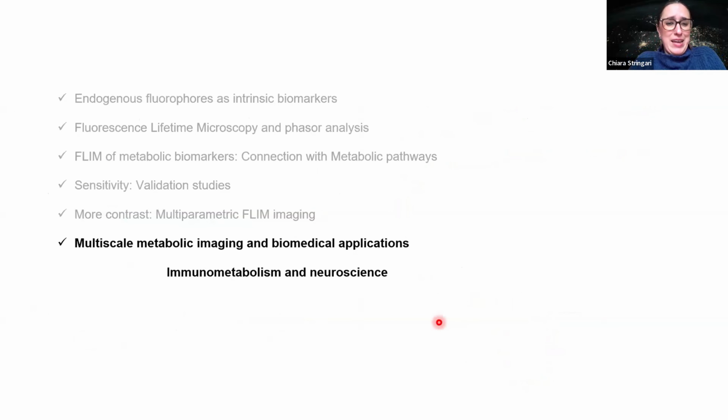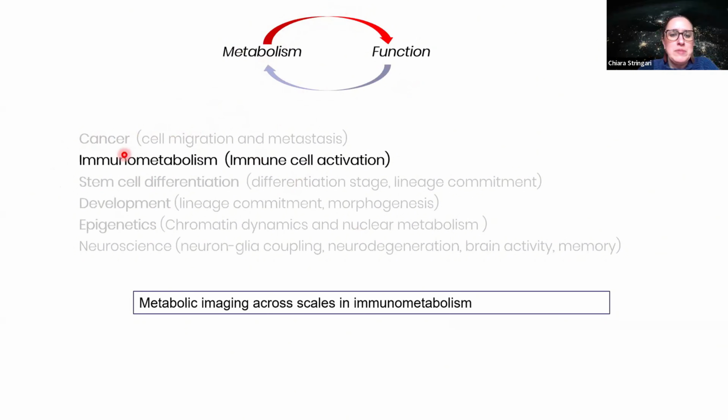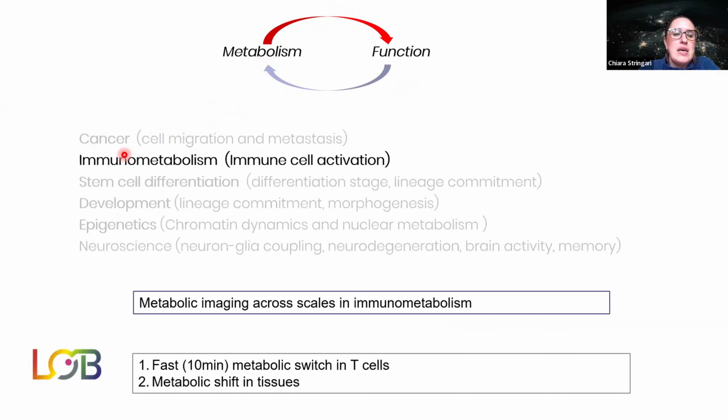Yes, so in the remaining time, I would like to show you some other applications that we have been working on, in the field of FLIM and metabolic imaging, especially for immunometabolism and neuroscience. As you know, there is a tight connection between metabolism and function in different physiological and pathological processes. Here, first, we're focusing on immunometabolism. I'm going to give you some examples across scales, some examples in the fast metabolic switch in T cells and metabolic shifts in tissues.